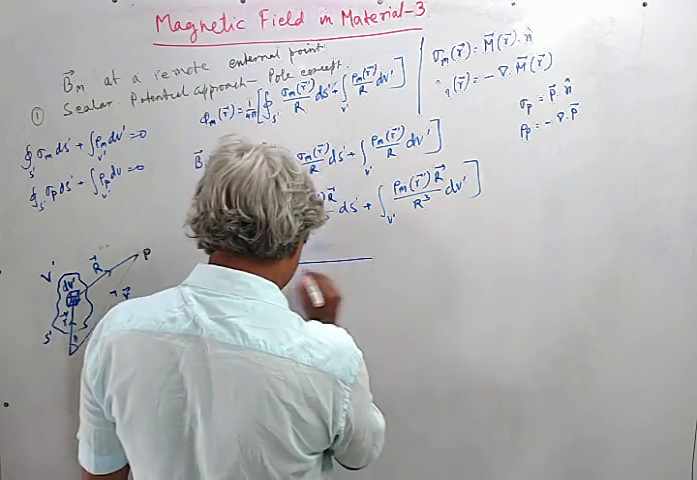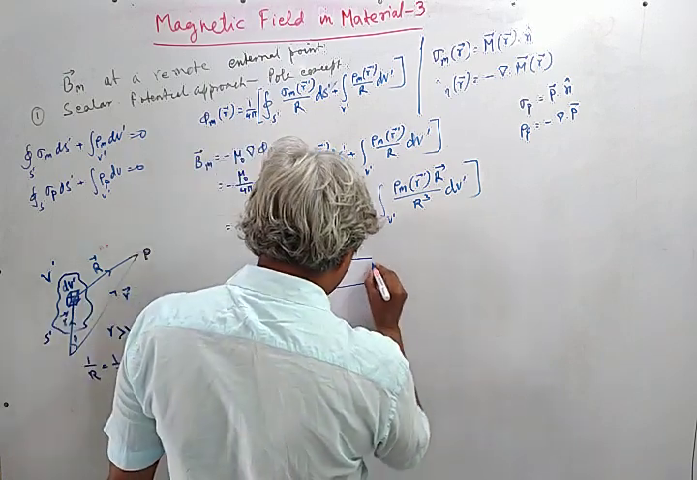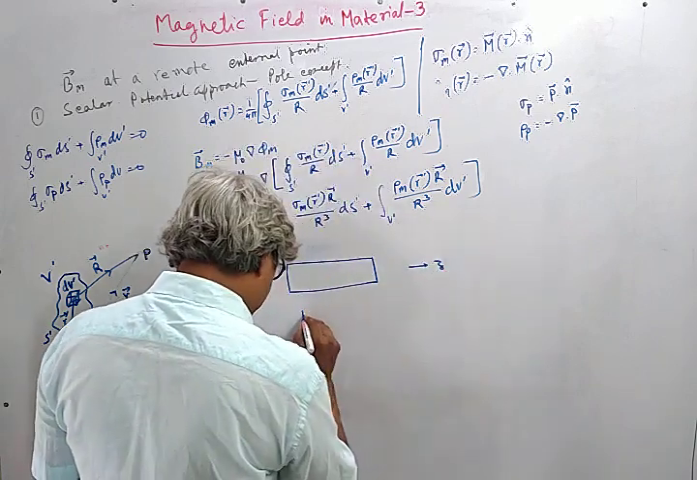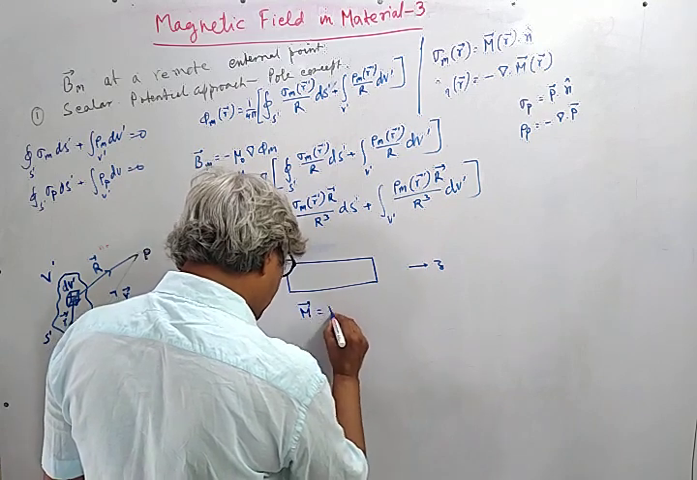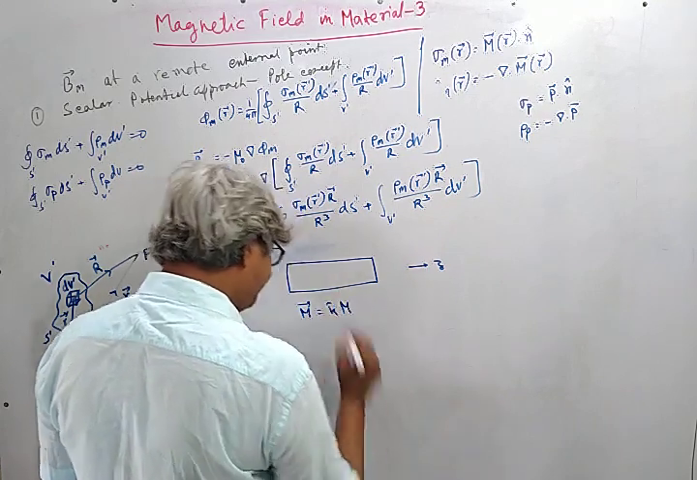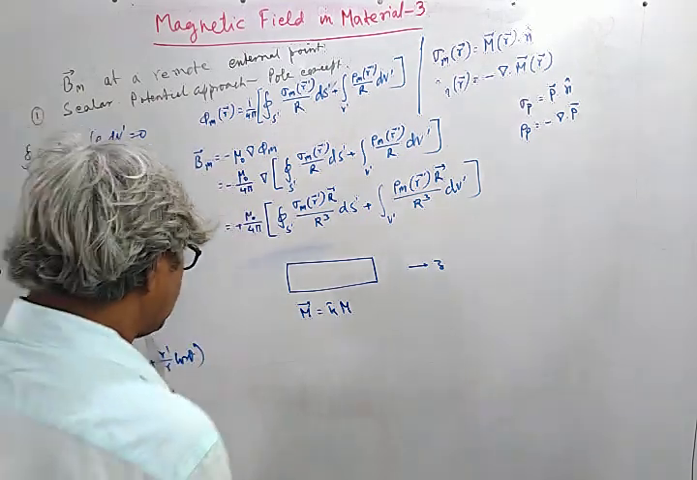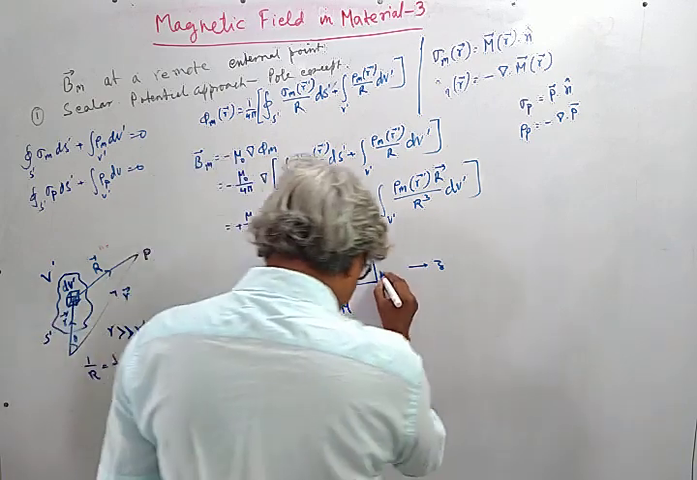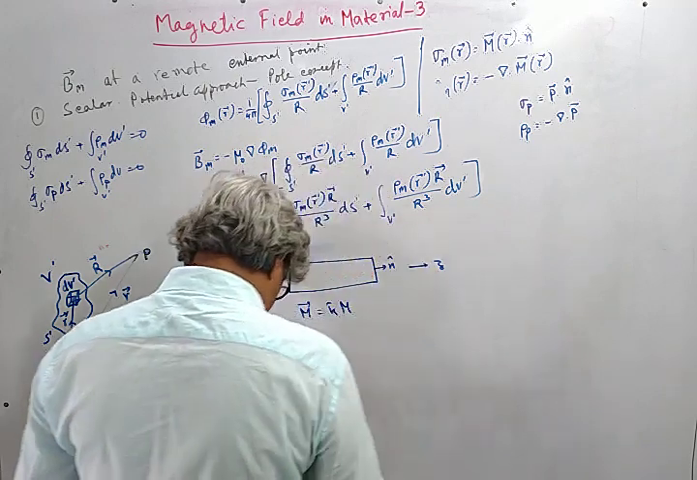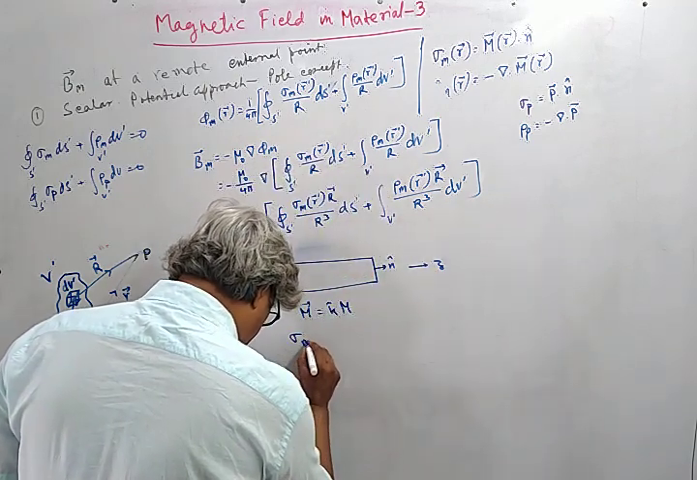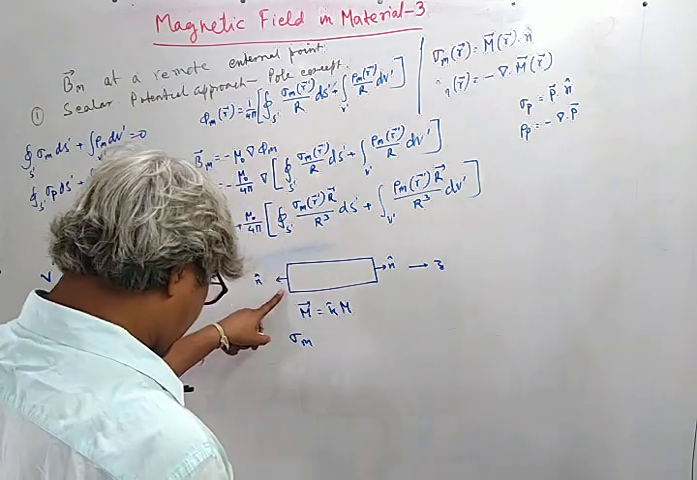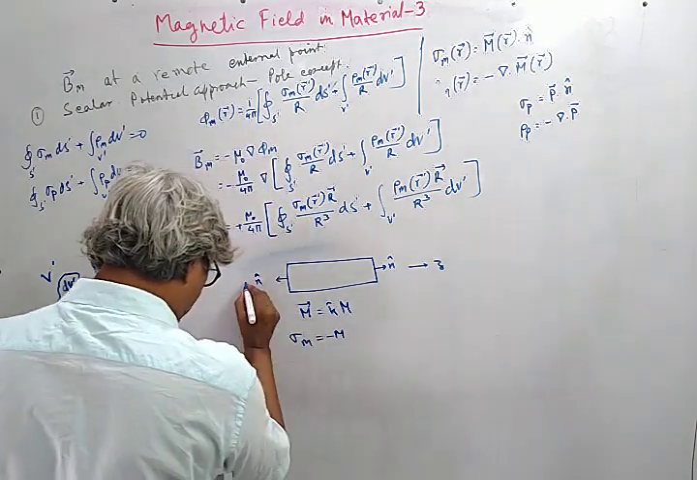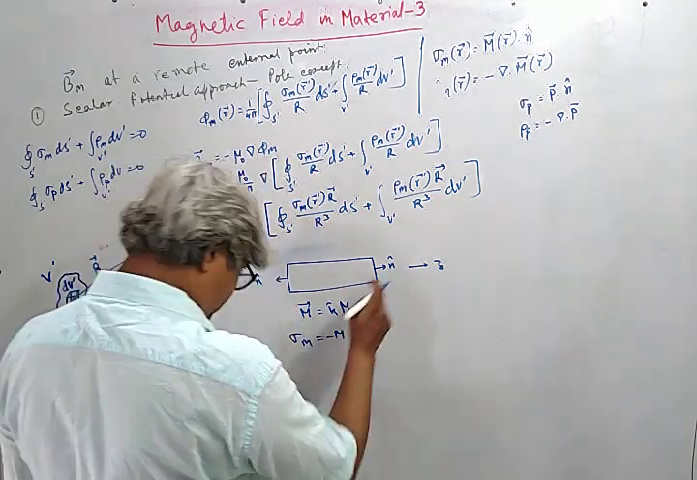We have a bar magnet, which is magnetized uniformly. If we consider this as the z-axis, the magnetization is uniform, M k cap. Now, what is the unit vector? The unit vector is towards the left here, and towards the right here. So sigma m over here is simply minus M, because this is equal to minus k cap, and this is equal to plus k cap.